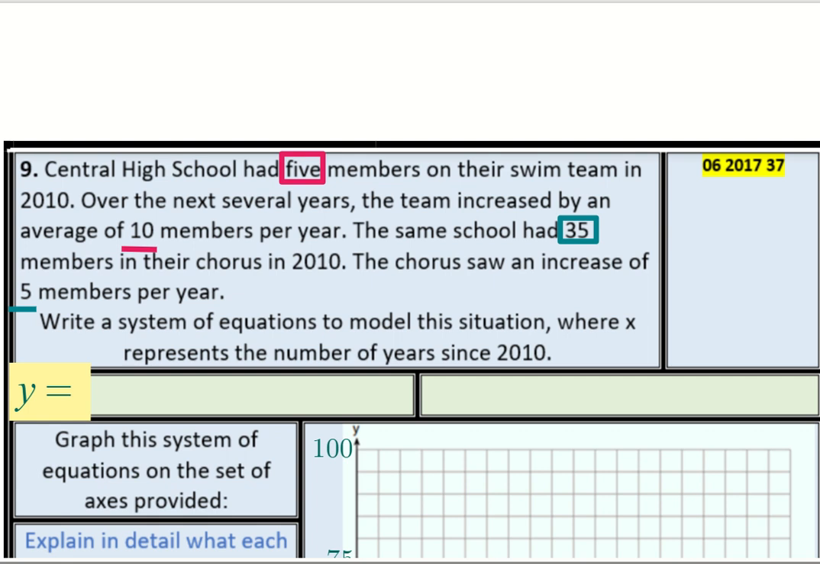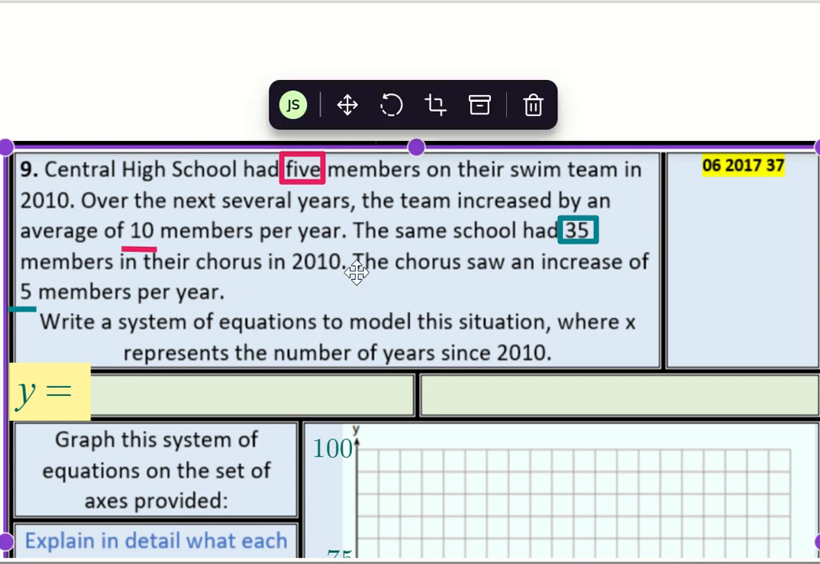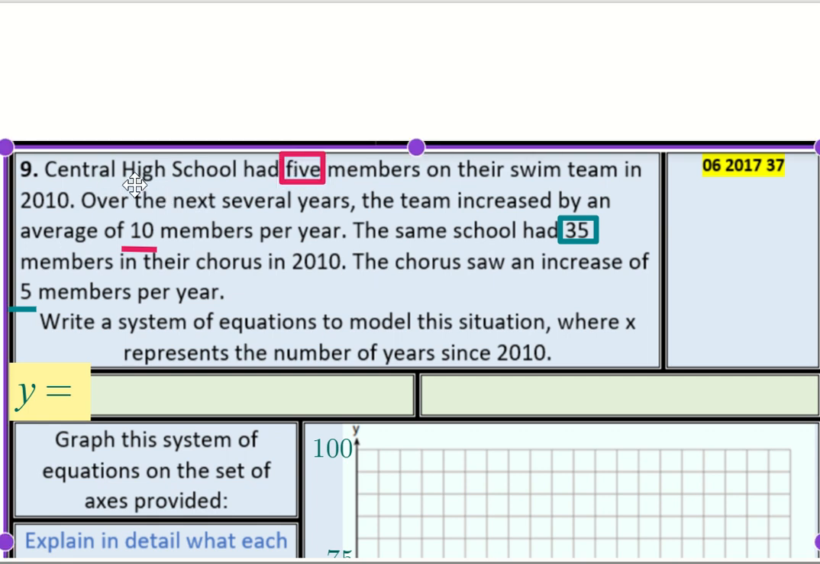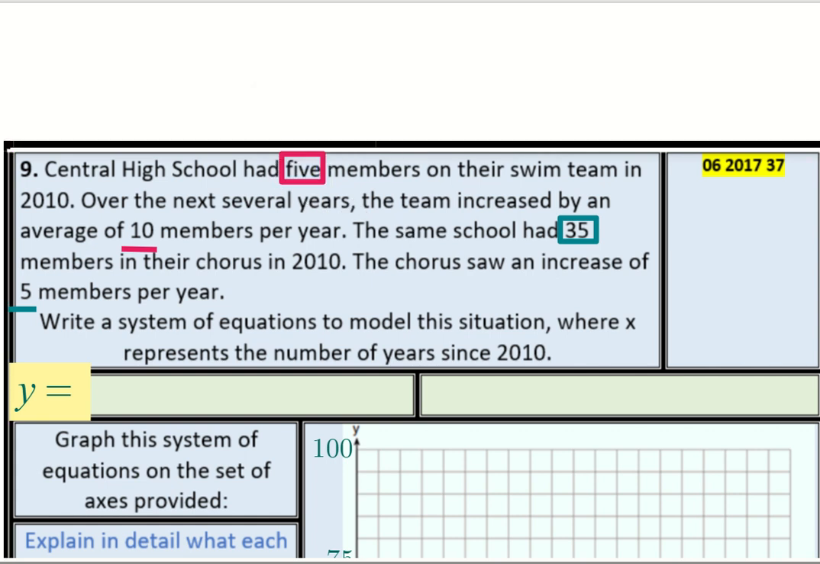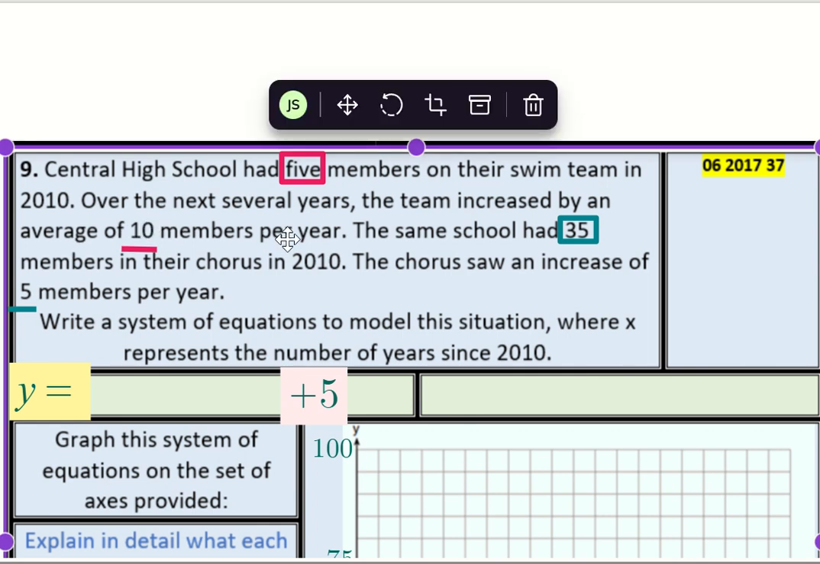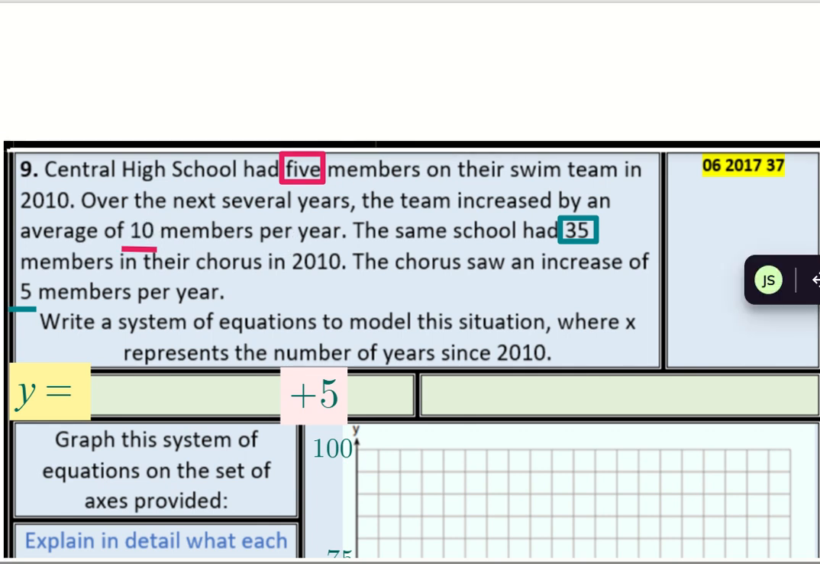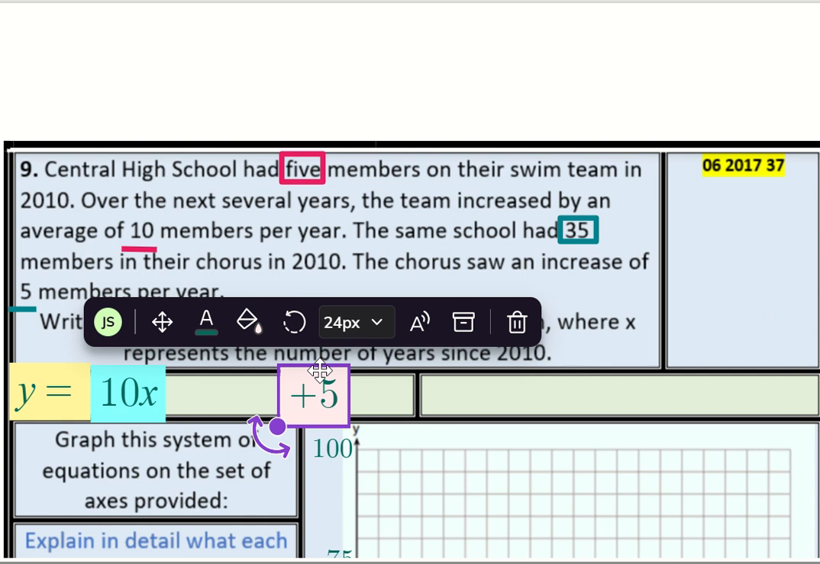So I start with y equals, and I know that the swim team started with 5 members. So I'm just going to grab my 5 and say plus 5. How they're changing, the slope is 10 members every year. So that 10 goes with my x. So y equals 10x plus 5.